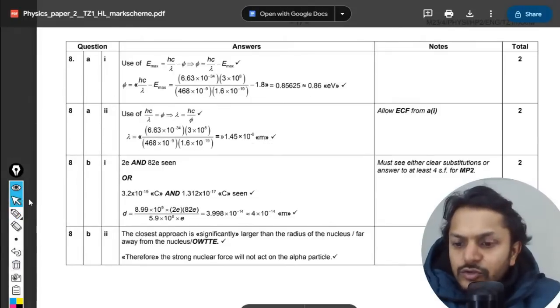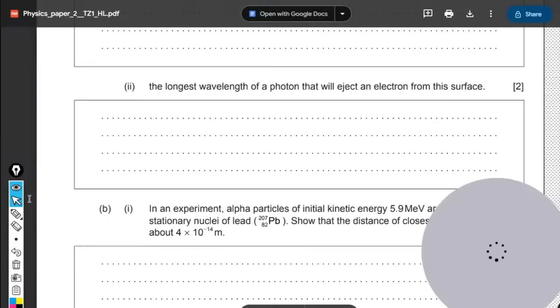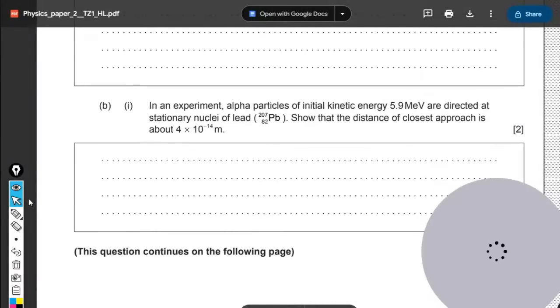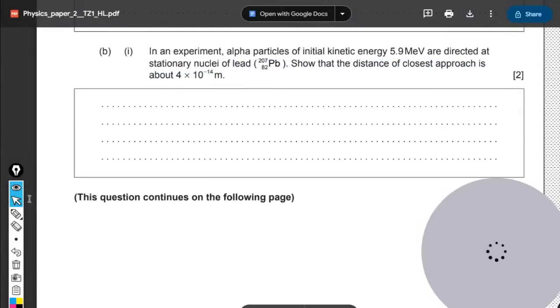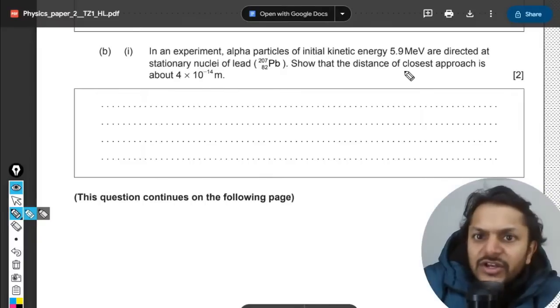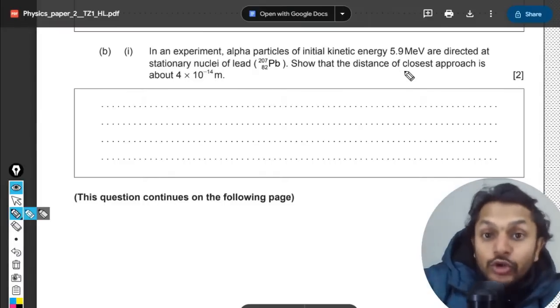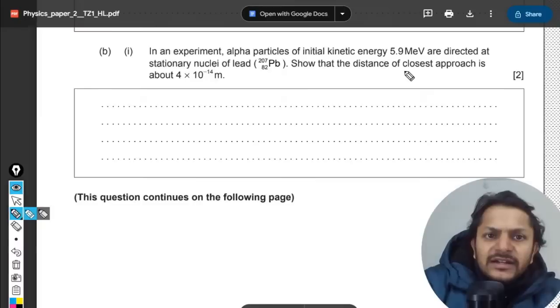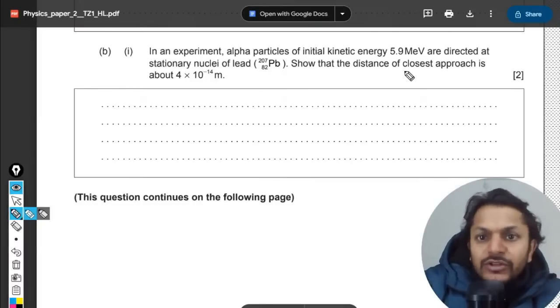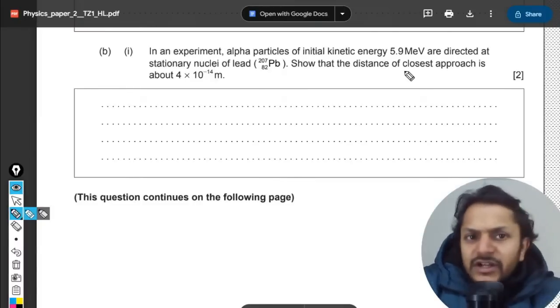Let us go to the next question now, 8b1. In an experiment, the alpha particles of initial kinetic energy 5.9 mega electron volt are directed at a stationary nucleus of lead, which has mass number 207 and proton number 82. Show that the distance of closest approach is about this. So we want to find the closest approach.